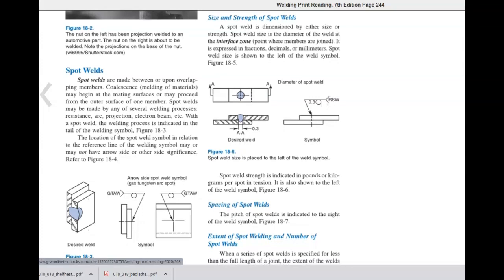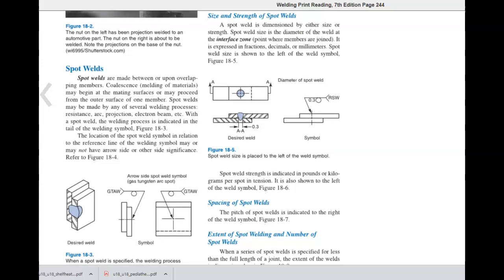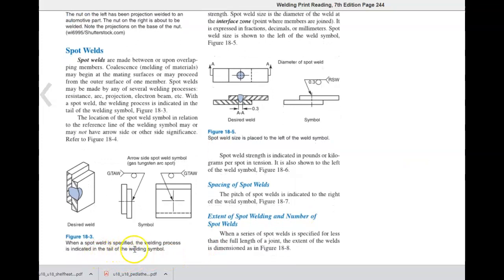Spot welds. Spot welds are made between or upon overlapping members. Coalescence or melding of materials may begin at the mating surfaces or may proceed from the outer surface of one member. Spot welds may be made by any of several welding processes: resistance, arc, projection, electron beam, etc. With a spot weld, the welding process is indicated in the tail of the welding symbol, figure 18-3. In this example, the process is TIG welding.